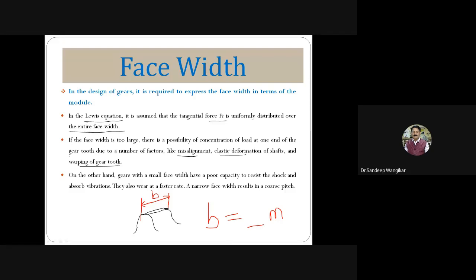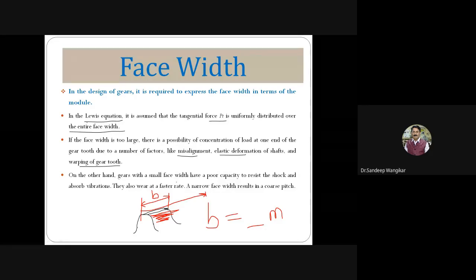This PT, the tangential force, is uniformly distributed over this complete area where PT is acting. If the face width is too large, assume that B is too large, and the gear is not like this but unnecessarily wide, then there are chances of concentration of load. The load will be concentrated at any one point, and the load will not be uniformly distributed.